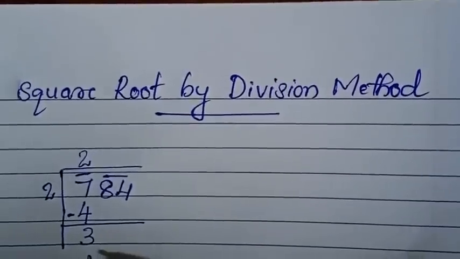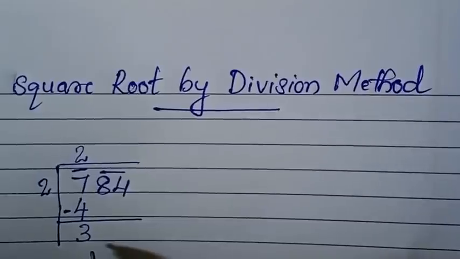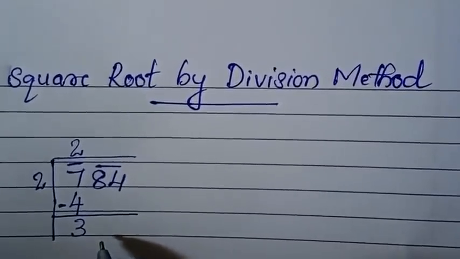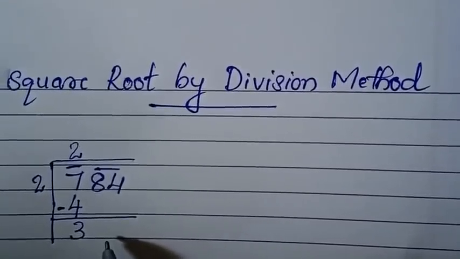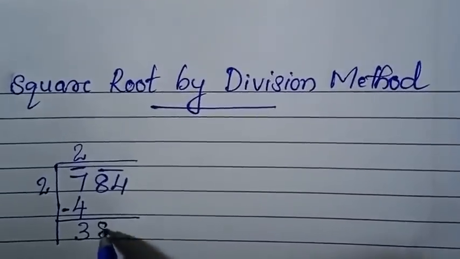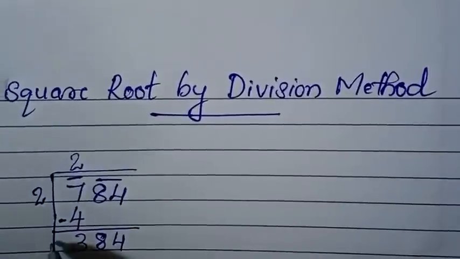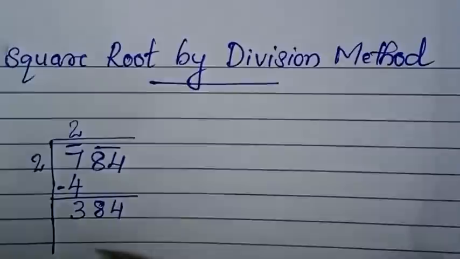Next, what will we do? Bring down the number under the next bar. Under the next bar, which number is there? This is 84 here. So we will put it to the right of the remainder. So the new dividend is 384. Understood?